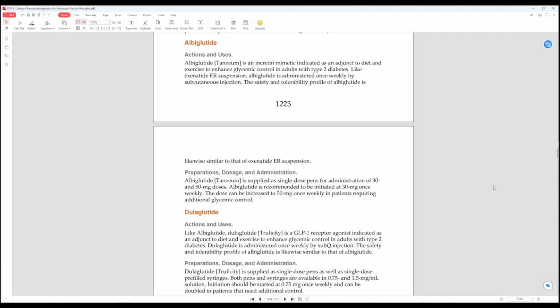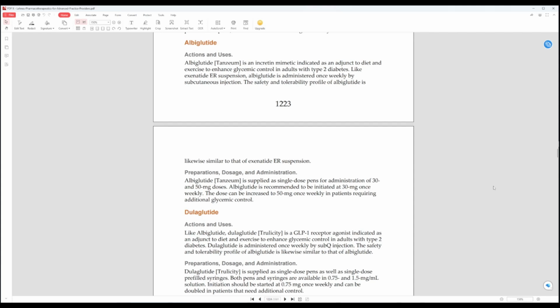Bringing us to albiglutide. I actually mispronounced it. It's albiglutide, or Tanzeum, a GLP-1 receptor agonist indicated as an adjunct to diet and exercise to enhance glycemic control in adults with type 2 diabetes.